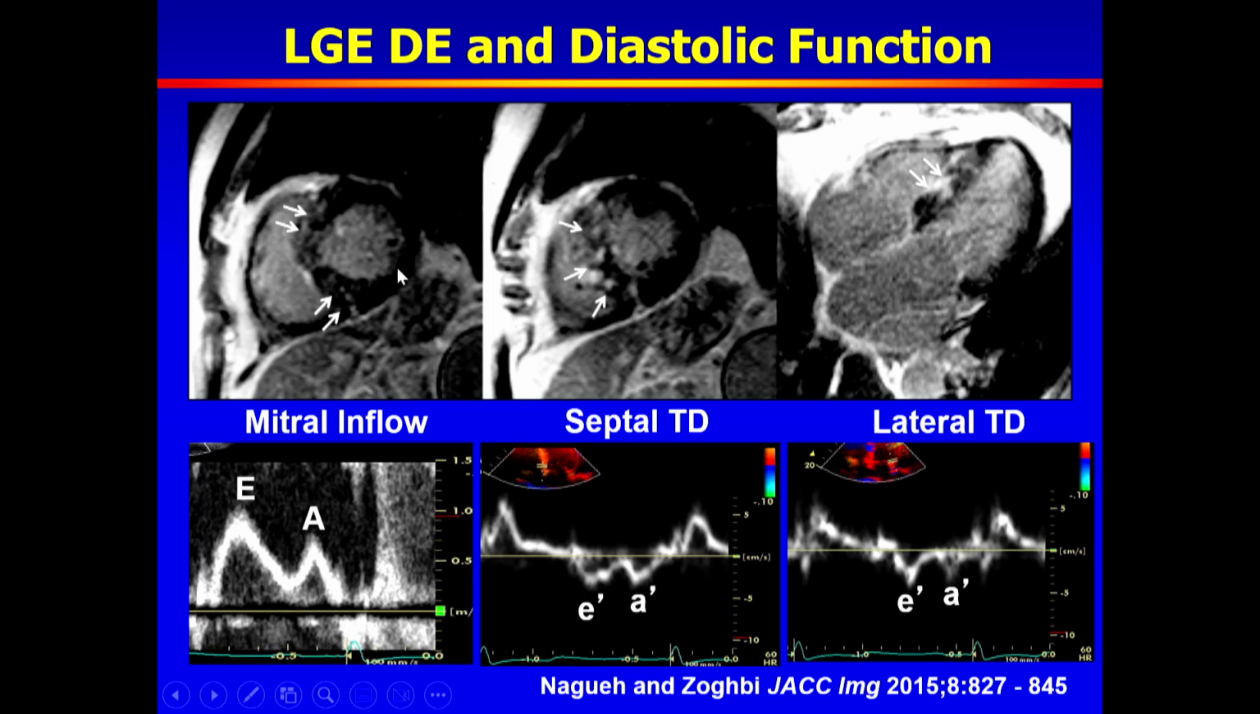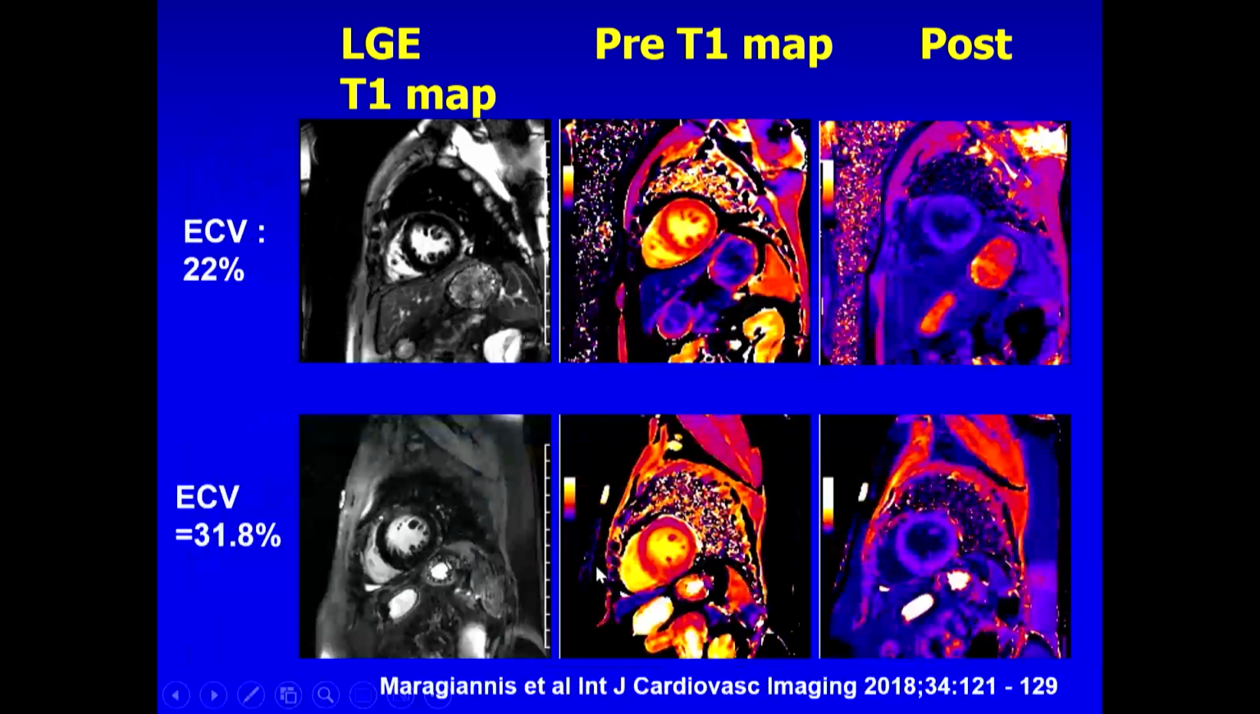There are structural correlates of abnormal diastolic function, including the presence of delayed hyperenhancement, as you see in this case. With delayed hyperenhancement by CMR in the septum, you see quite low annular velocities and an E to A ratio that looks normal, but it's really pseudo-normal with a high left atrial pressure.